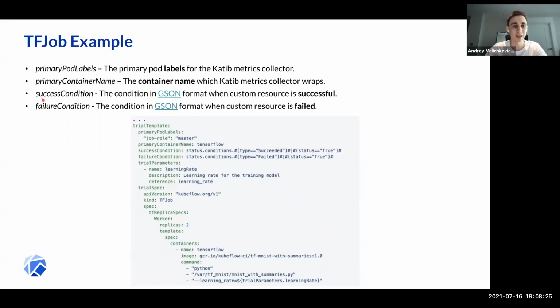And also we have success and failure conditions, which specify a particular condition in succeeded or failed status during the custom resource run. In the upstream custom resources, all of these parameters are set by default, so users don't see these parameters for a simple experiment. But if you want to run your custom experiment, you definitely need to specify these parameters. Yeah, I think we can move forward.